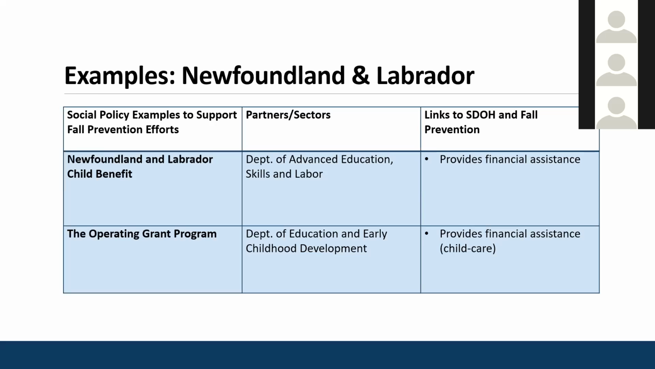We'll move along to some examples from Newfoundland and Labrador. Most of the provinces had, you'll notice, a social policy around a child benefit. Similar to the other provinces, it does provide some financial assistance, which could be put towards some safety equipment, which would help prevent falls in the home.